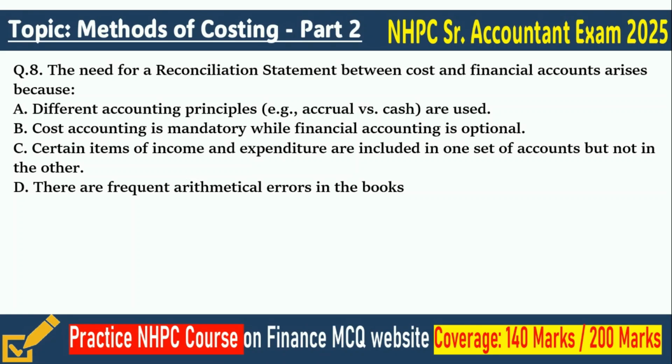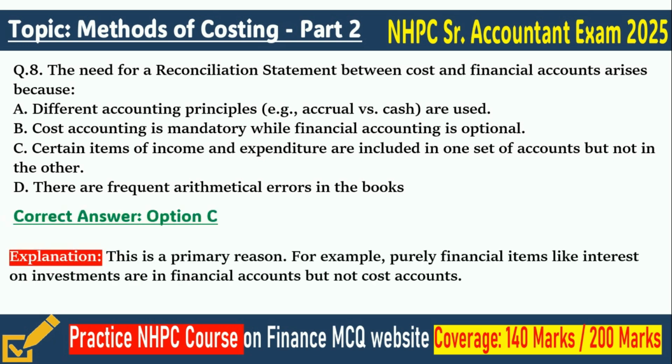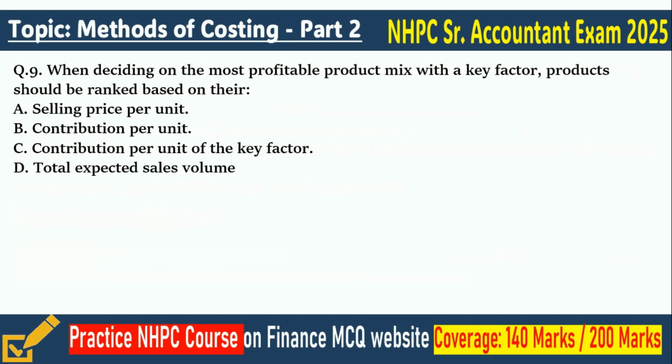So, what should be the correct answer here? Well, it is option C. That says certain items of income and expenditure are included in one set of accounts but not in the other. So this is the primary reason. For example, purely financial items like interest on investments are in the financial account but they will not be found in cost accounts. Moving on. Friends, next question.